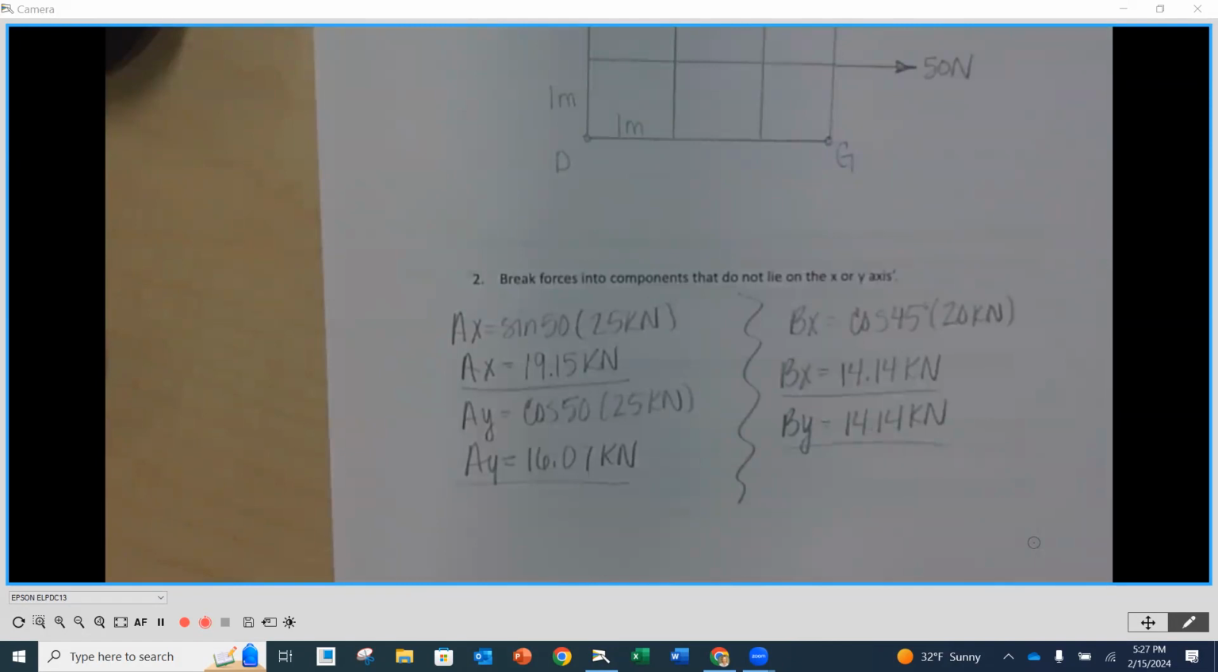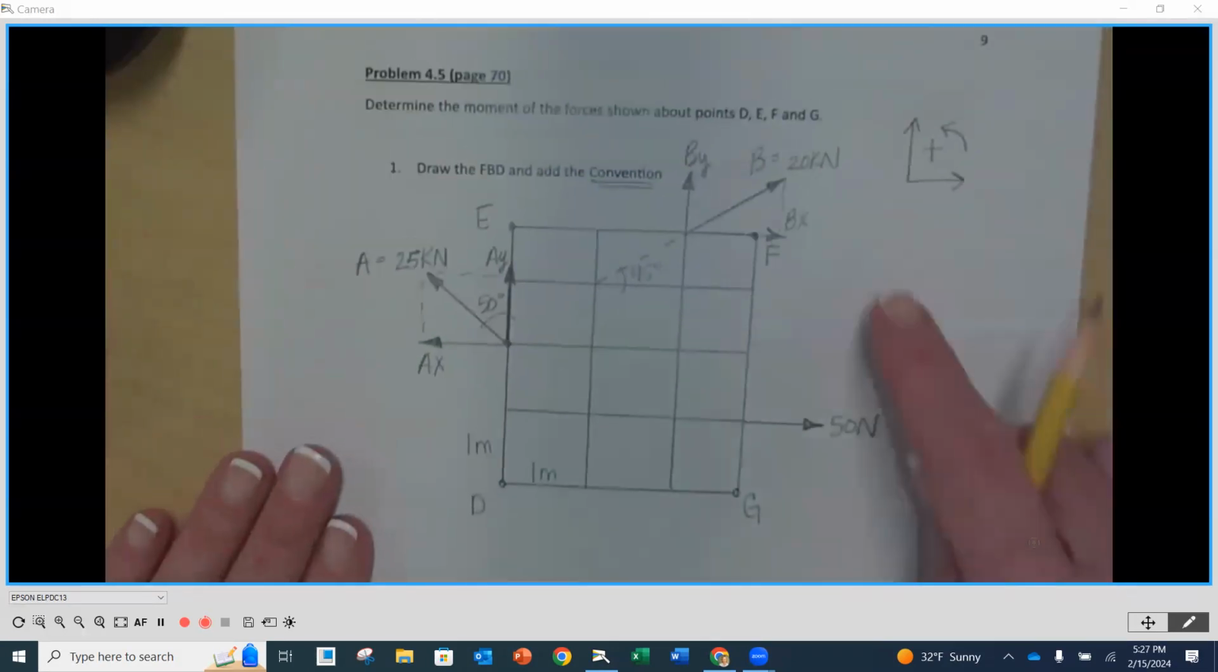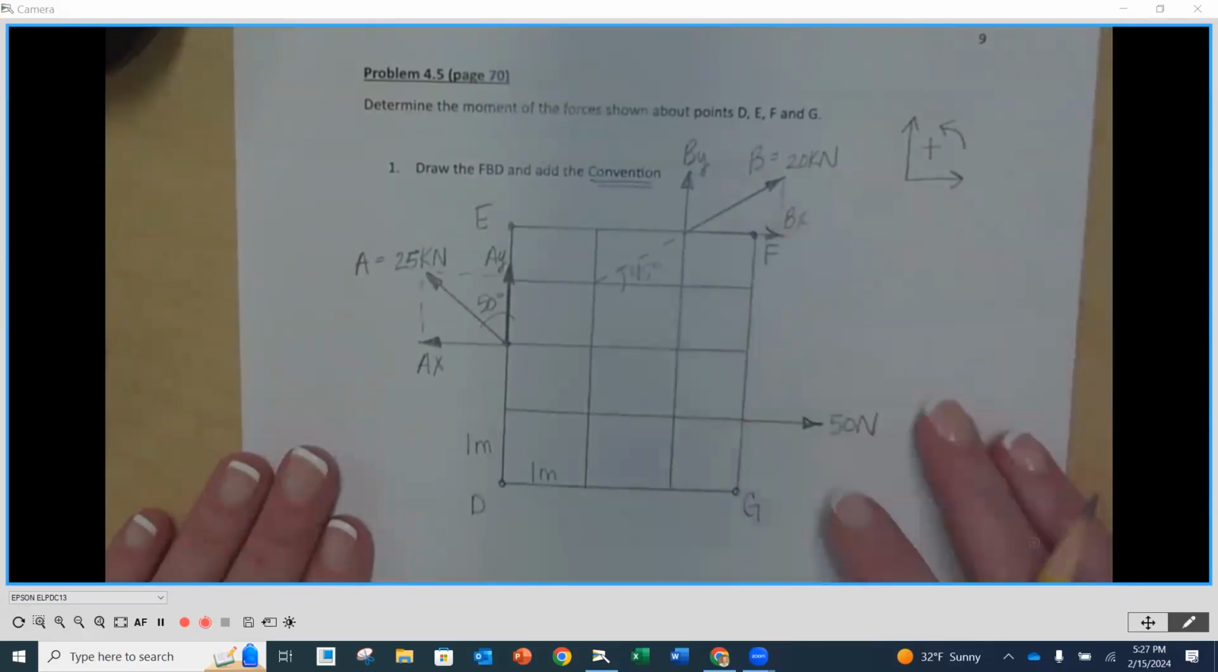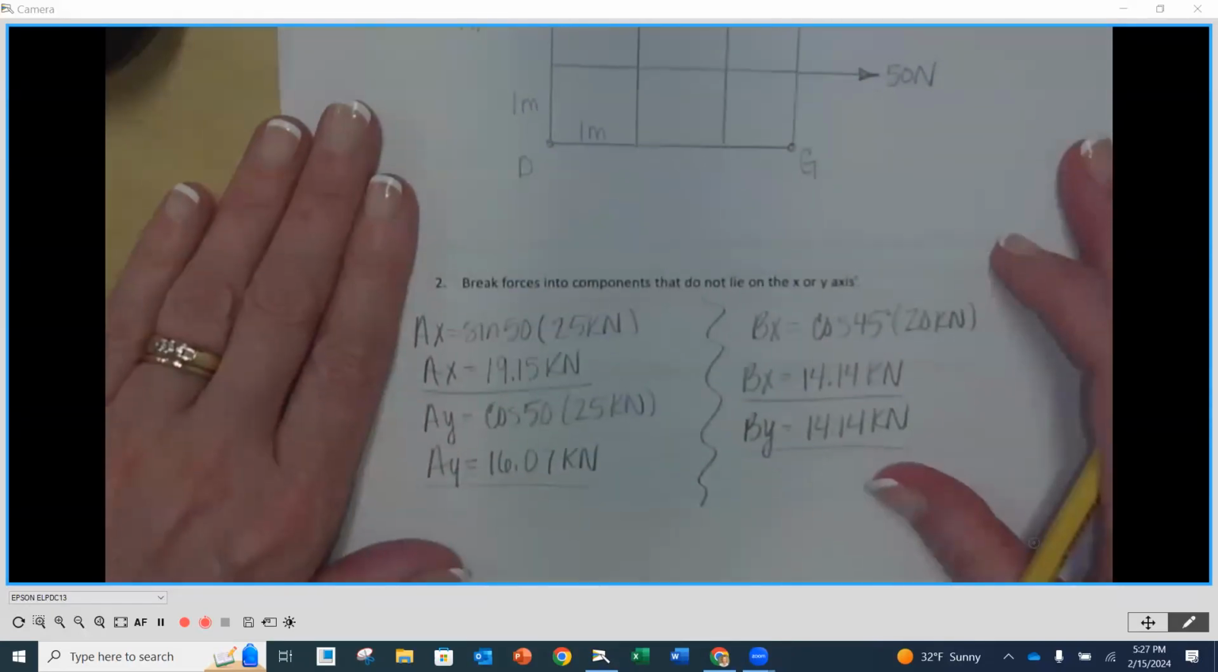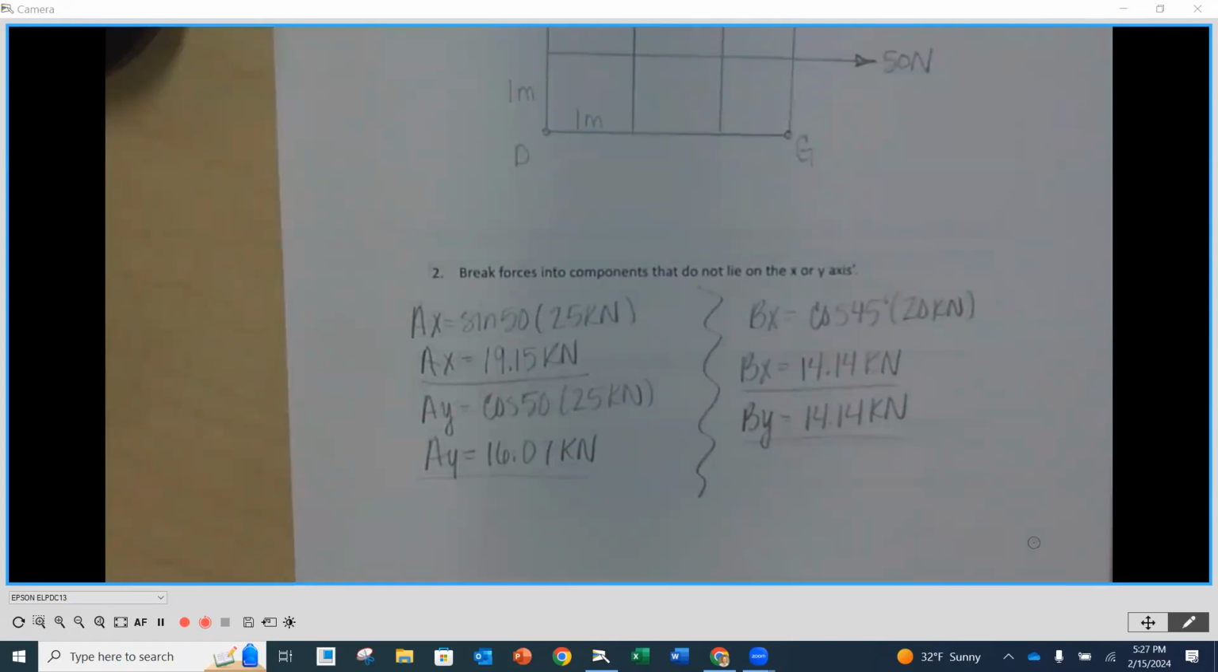The BX is that 45. I called the one up in the corner here, the 20 kilonewtons, B, at a 45-degree angle, so cosine of 45 times 20 kilonewtons, you've got 14.14 kilonewtons. And then because it's a 45-degree angle, the Y component will also be 14.14 kilonewtons. You don't have to show the work for that. It's the same, as we know.